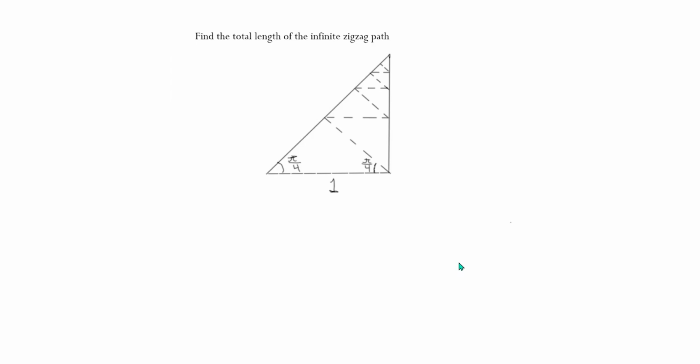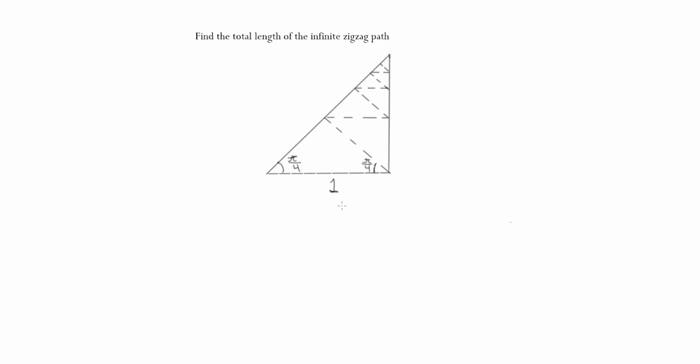So, the specific pattern is to find the total length of the infinite zigzag path. Now, I kind of gave it away what we're going to do here, but basically, let's break this problem down. So, over here is our figure.